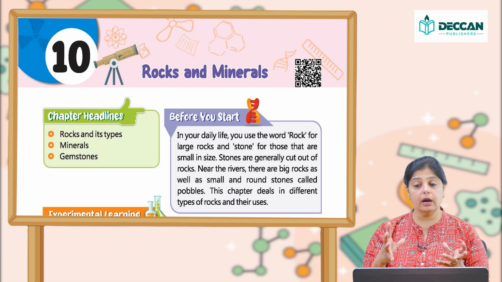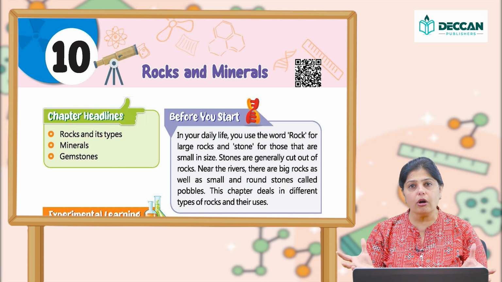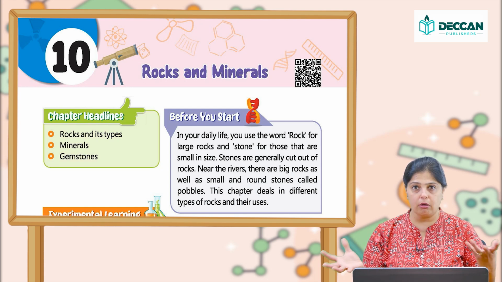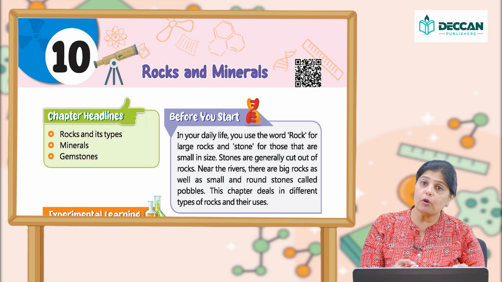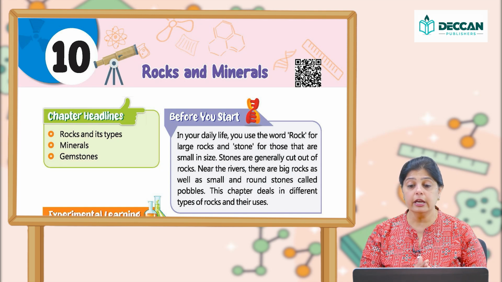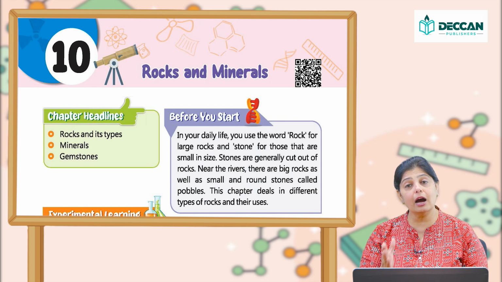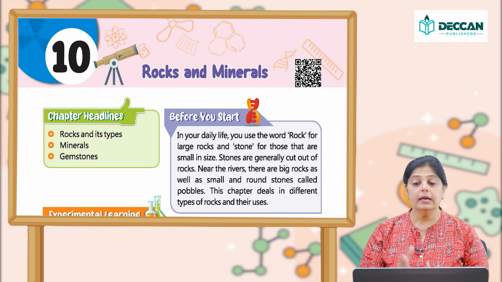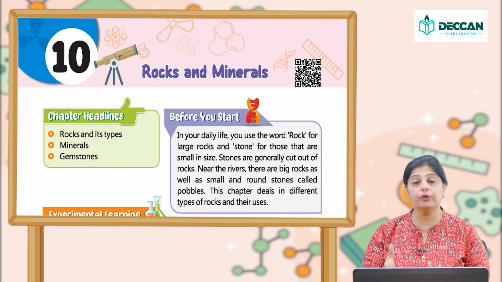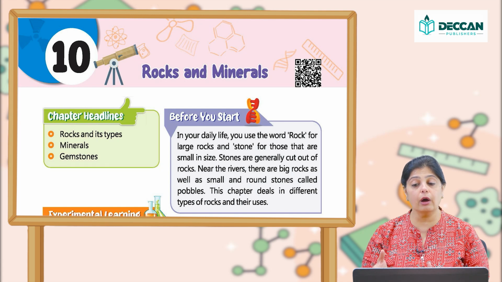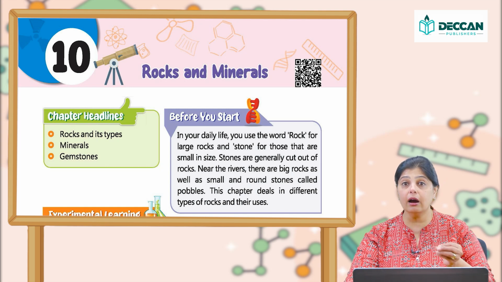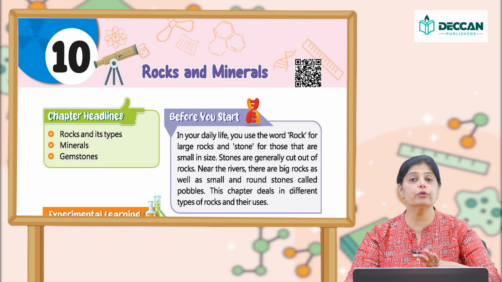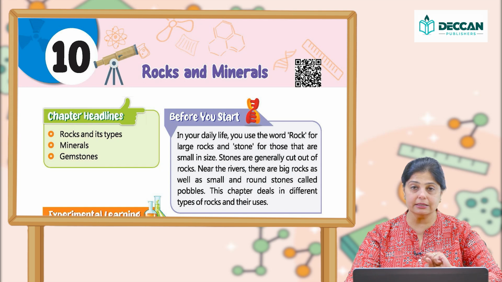There are rocks which are larger, so we call them rock. But when they are smaller in size, what do we call them? Stone. And much smaller, we call them pebbles. Stones are generally cut out of rocks. Near the rivers, there are big rocks as well as small and round stones called pebbles. Now, this chapter deals with different types of rocks and their uses. We are going to talk about all these things in detail in this chapter.